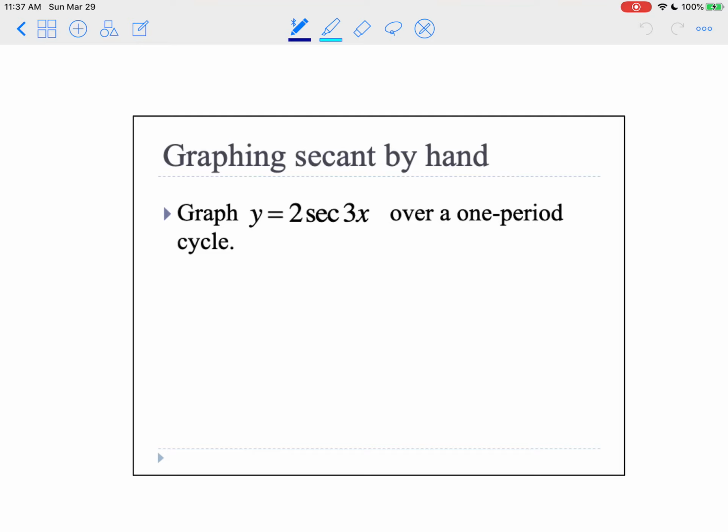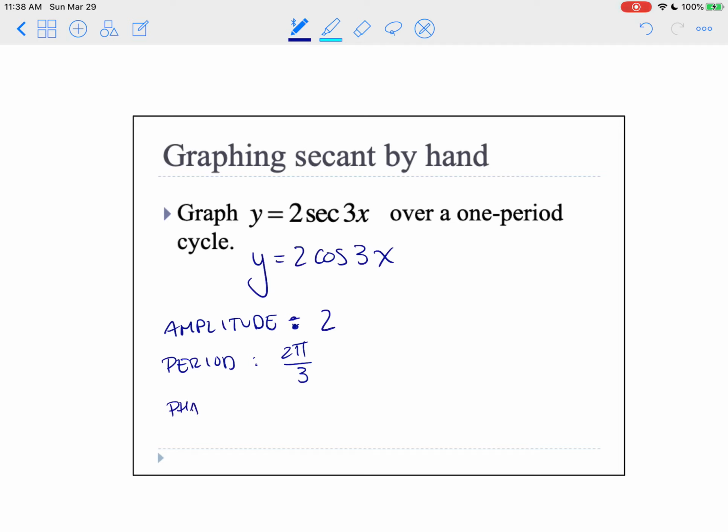Okay, so again, just like we did with cosecant, I'm not going to think of secant here. I'm going to think of cosine of 3x. And from here, I can establish what my amplitude is. My amplitude is 2. My period is 2 pi over b, which in this case is 2 pi over 3. And then phase shift, again, I don't have a phase shift really in this problem, but you can imagine what it'd be like if you did.